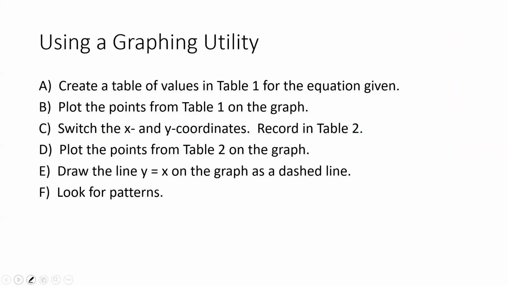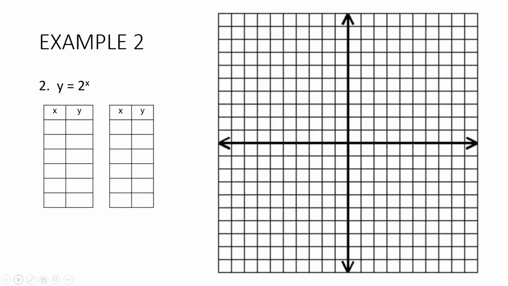Okay. All right. Now using a graphing utility, we're going to create a table of values in table 1 for the equation given. We're going to plot the points. We're going to switch x and y coordinates. We're going to record, and we're going to plot the points. So graphing with and without a graphing utility.